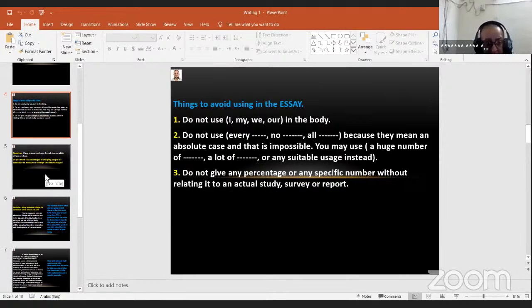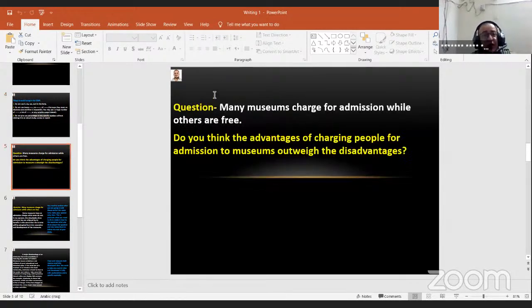Okay. Now, if you have this statement, "Many museums charge for admission while others are free," and it's followed by this question: do you think the advantages of charging people for admission to museums outweigh the disadvantages? The first thing we will do is start with what we call the introduction. How to write the introduction is really important.